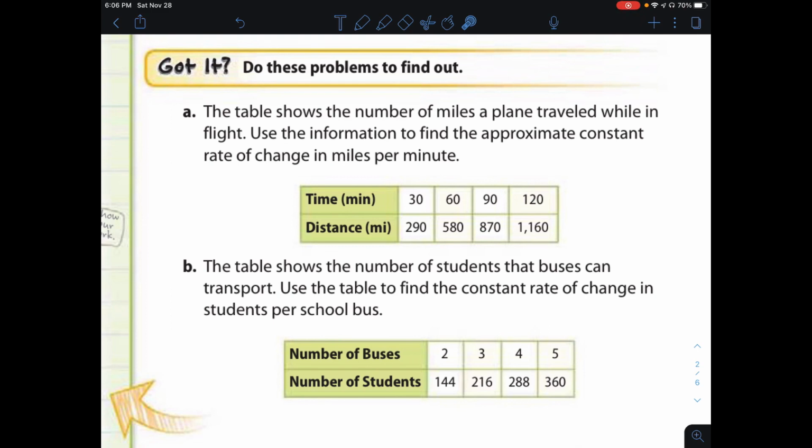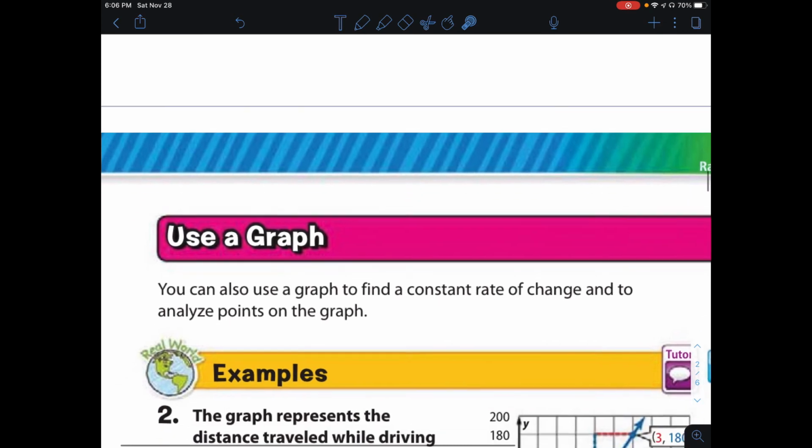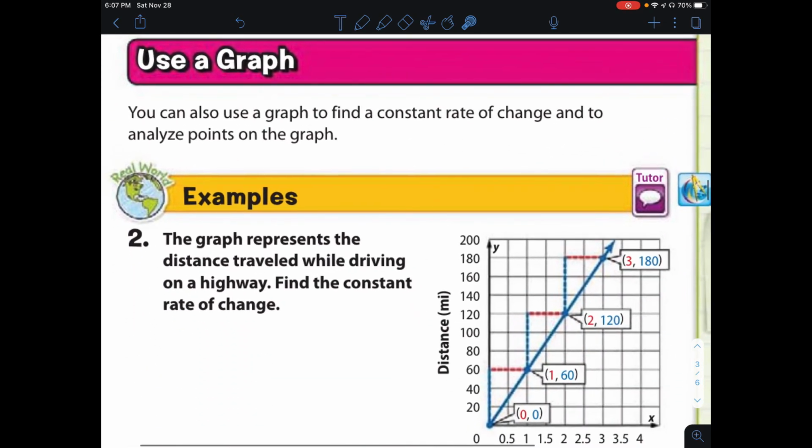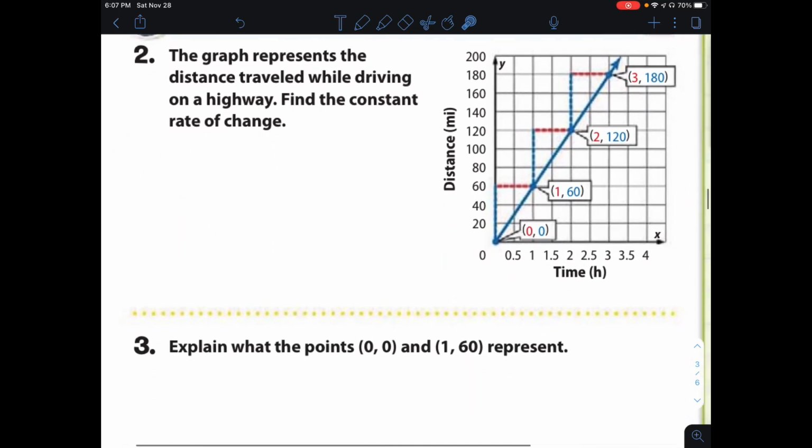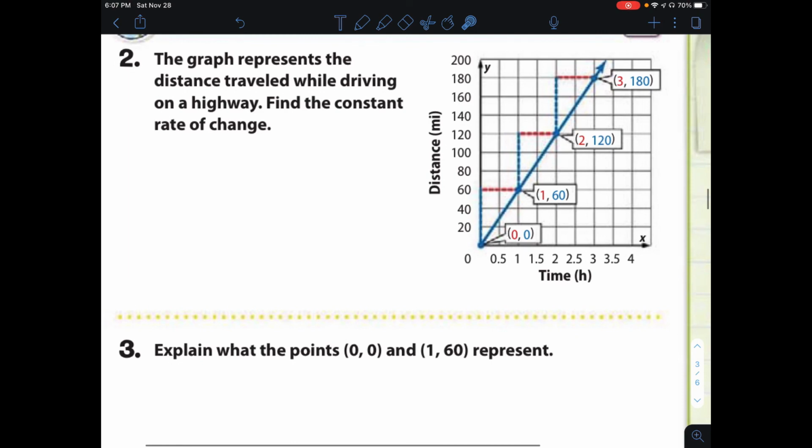Let's take a look at example number 2. In example number 2, we are now going to be using a graph. In example 1, we used the table to find the constant rate of change. In example number 2, we will be using a graph. You can also use a graph to find a constant rate of change and to analyze points on the graph. The graph represents the distance traveled while driving on a highway. Find the constant rate of change.